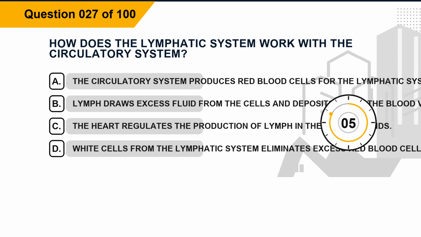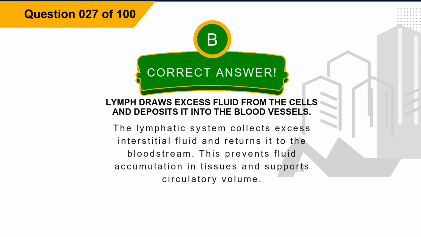Option D. White cells from the lymphatic system eliminates excess red blood cells. The correct answer is option B. Lymph draws excess fluid from the cells and deposits it into the blood vessels. Explanation. The lymphatic system collects excess interstitial fluid and returns it to the bloodstream. This prevents fluid accumulation in tissues and supports circulatory volume.